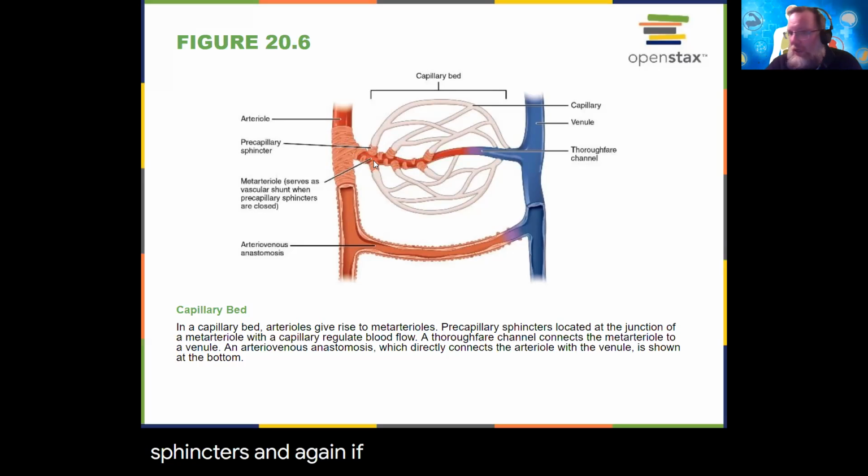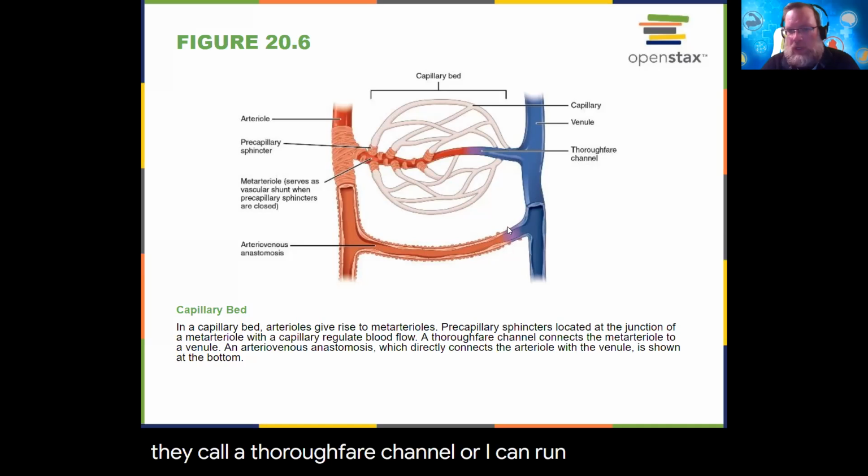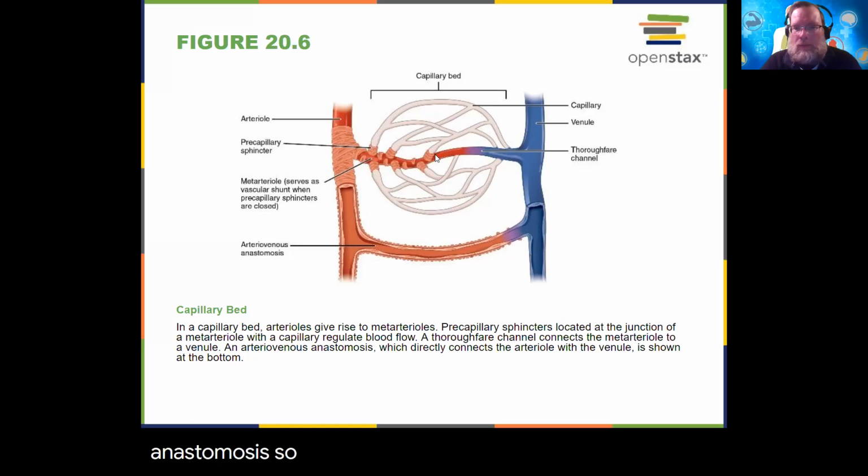If it's a stress situation, I don't need to feed this area at all. I can just run it right through in what they call a thoroughfare channel, or I can run it through an anastomosis. So there are multiple possibilities for transporting blood from an artery over to a vein. The other thing we see then is going to be the picking up of waste.